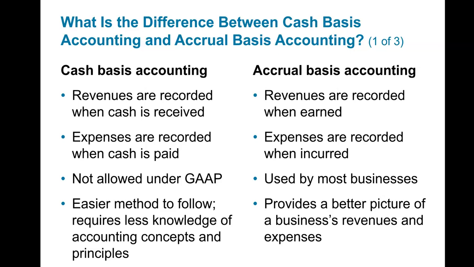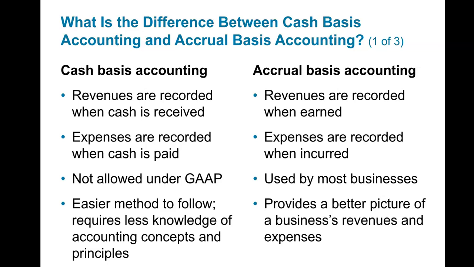Right? And when you pay bills and money leaves your bank account, when you pay the rent to your landlord, that's when you record an expense. So under cash basis, it is when money physically and literally comes into your hands and leaves your hands. This is not allowed under GAAP.